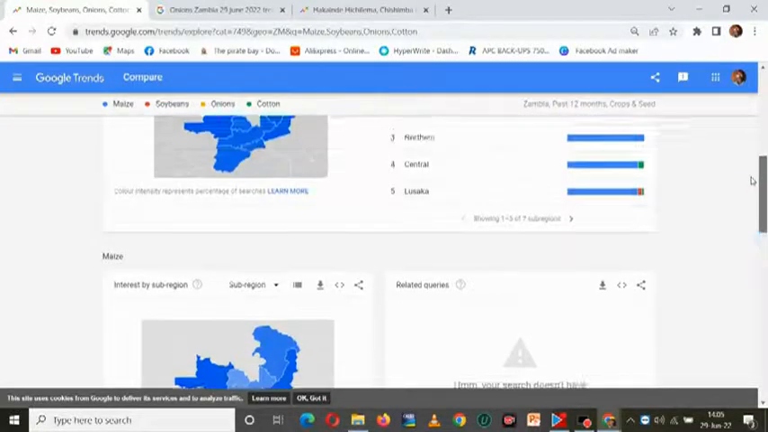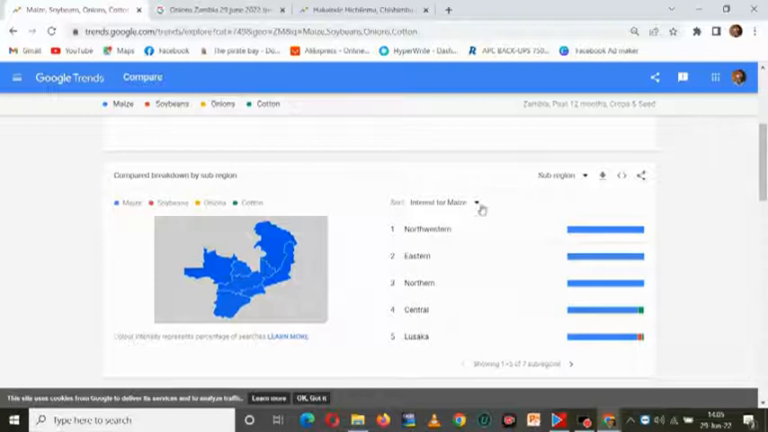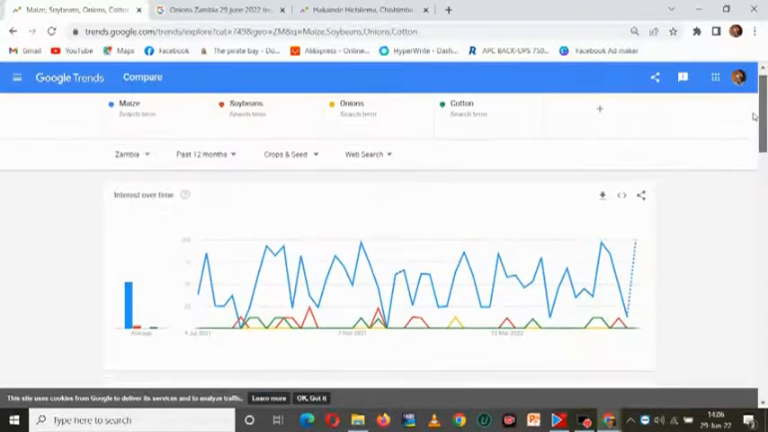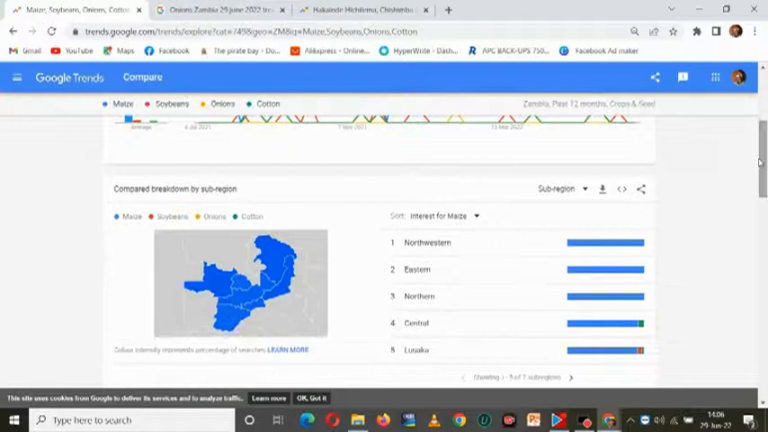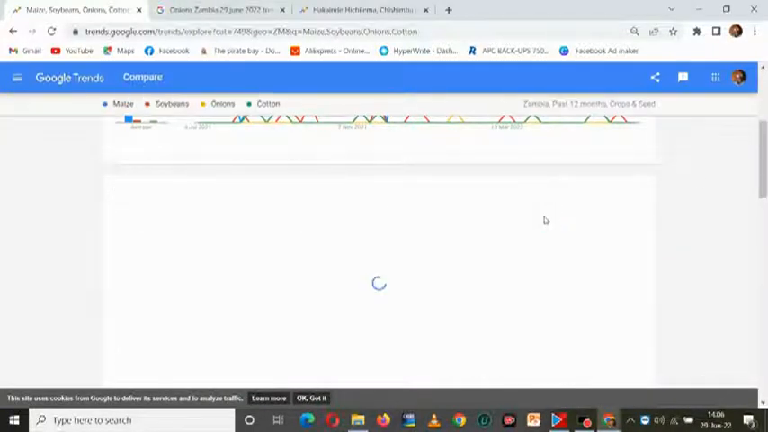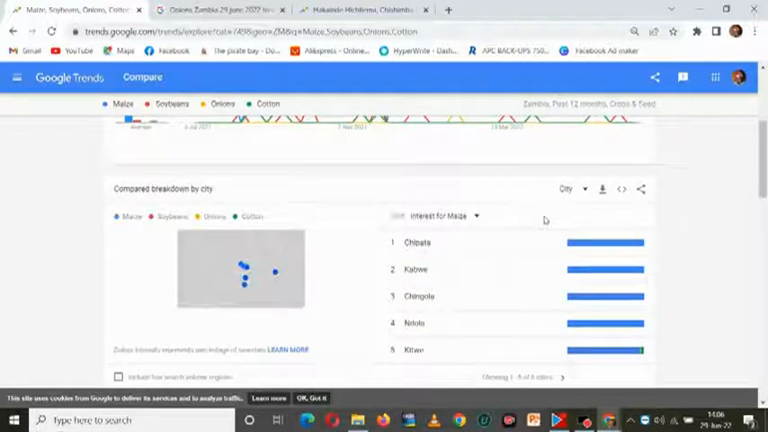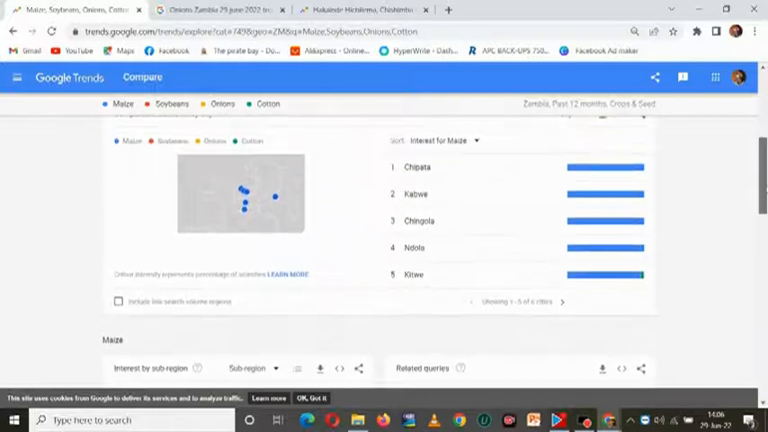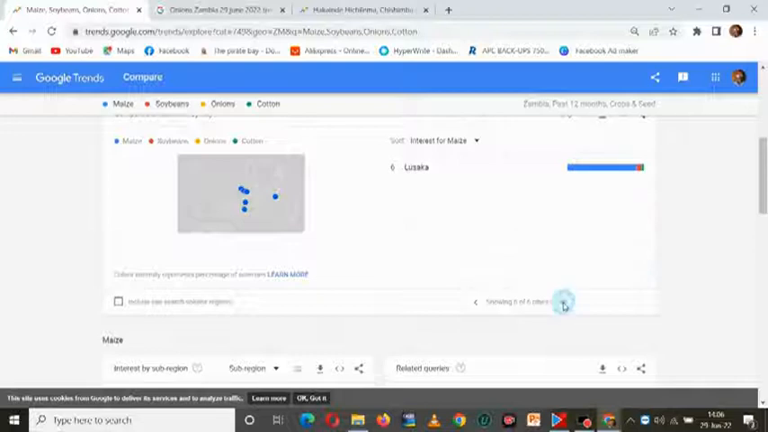If actually we have to come here. Say region instead of region, let's say city. Let's see if Google is going to give us, yeah? So we have cities here, Chipata, Kabwe, Chingola, Ndola, Kitwe. These are the specific towns where people were talking about these crops. Now, let's go to the last one, Lusaka. Lusaka city now, not province.